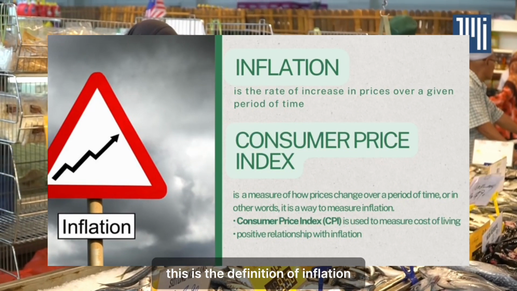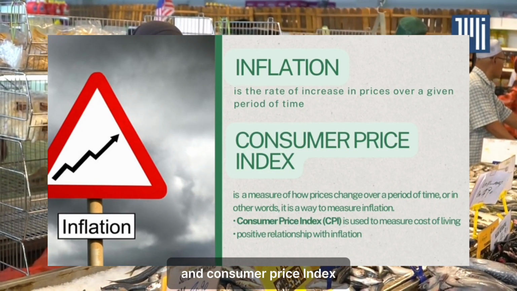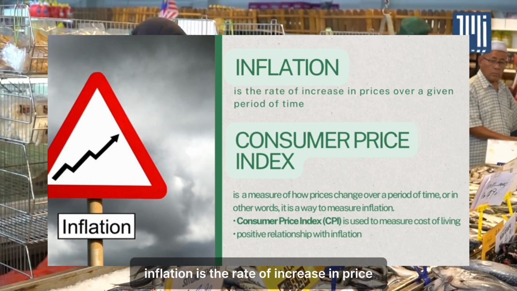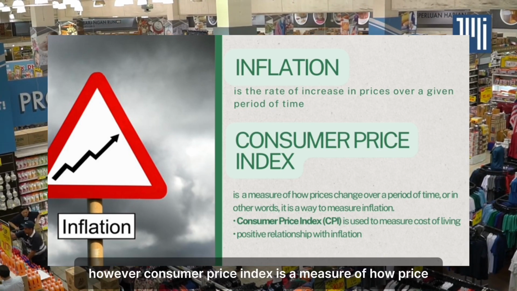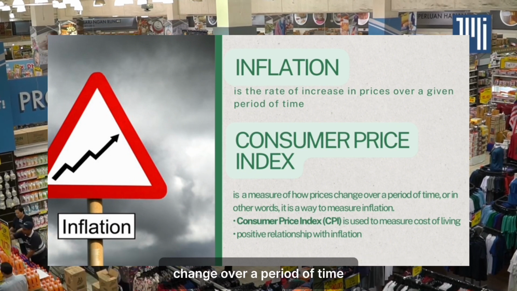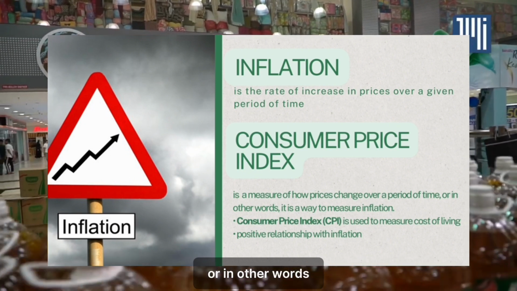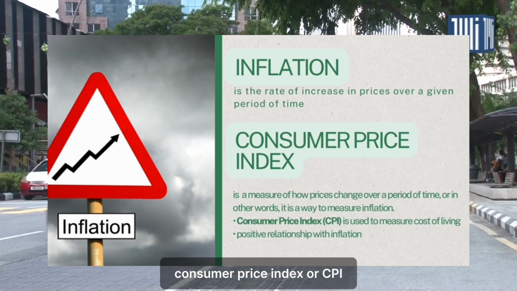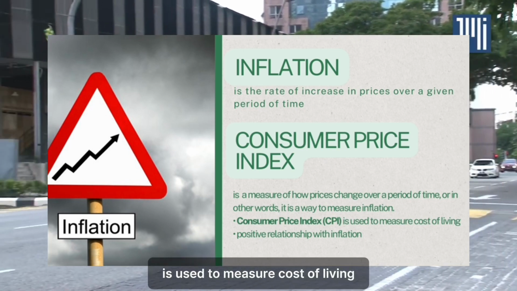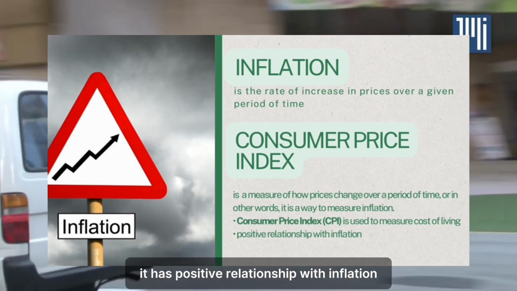This is the definition of inflation and consumer price index. Inflation is the rate of increase in price over a given period of time. However, consumer price index is a measure of how prices change over a period of time, or in other words, it is a way to measure inflation. Consumer price index, or CPI, is used to measure cost of living. It has a positive relationship with inflation.